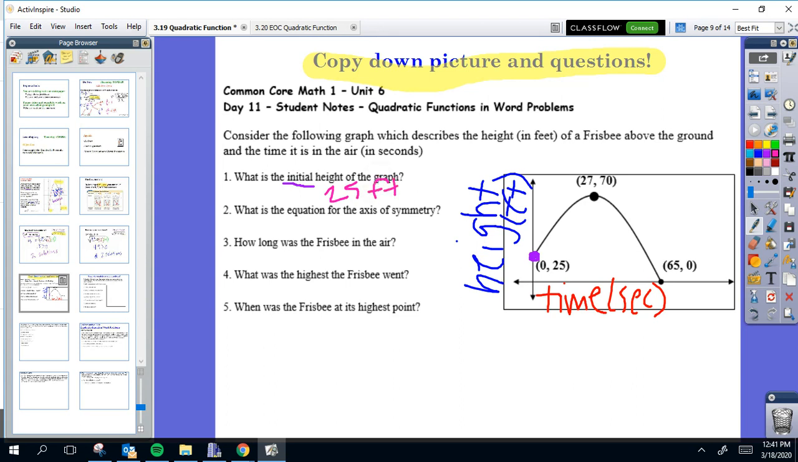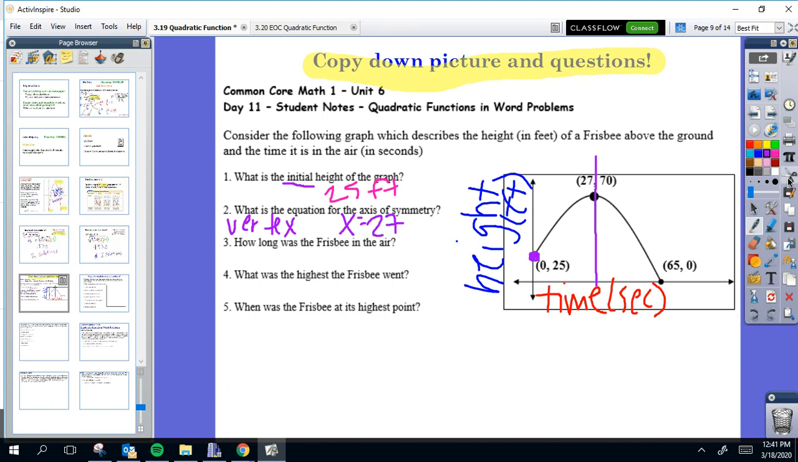What is the equation for the axis of symmetry? Okay, so let's take a look at the axis of symmetry. The axis of symmetry happens at the vertex, and it cuts the parabola so it is symmetrical. So something like this, right? So all I need to know is what is the equation of that line? It's in the form x equals, and the x value is 27. So this is our axis of symmetry.